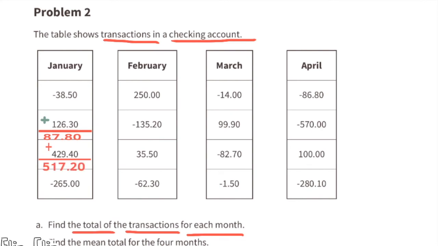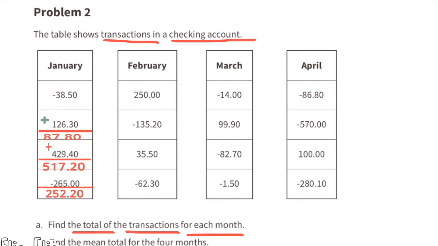$429.40, and that new balance is $517.20. And then finally, we're going to take away another $265. And that gives us an ending balance for January of $252.20.